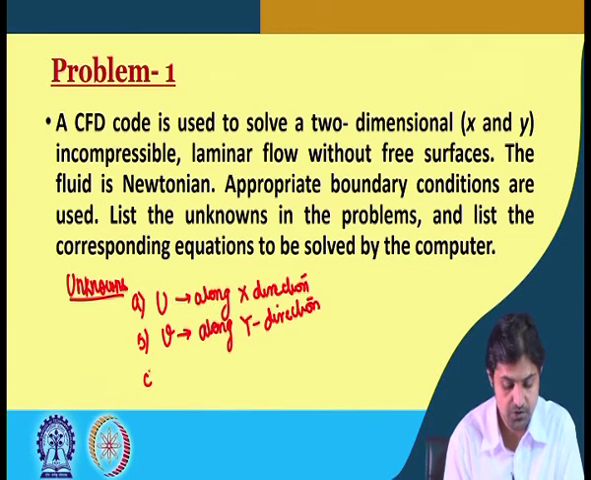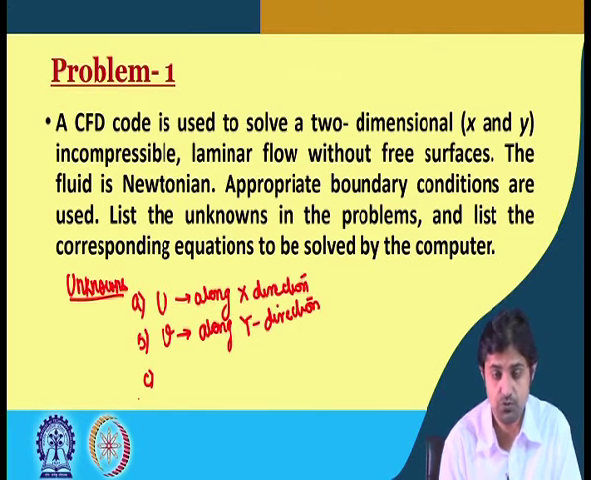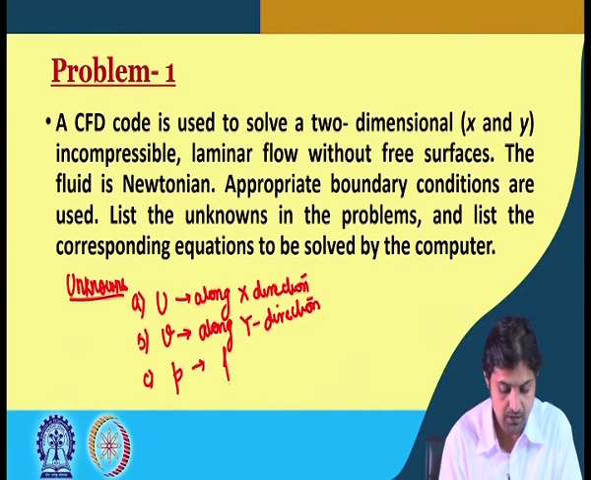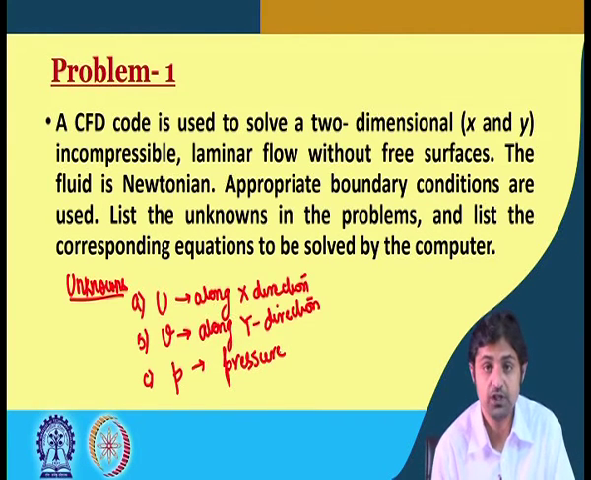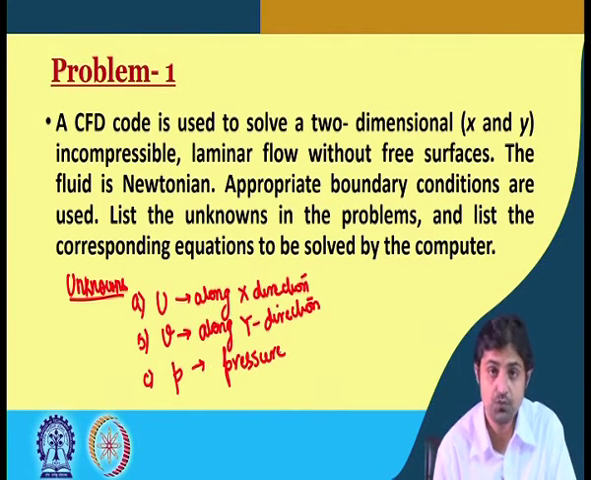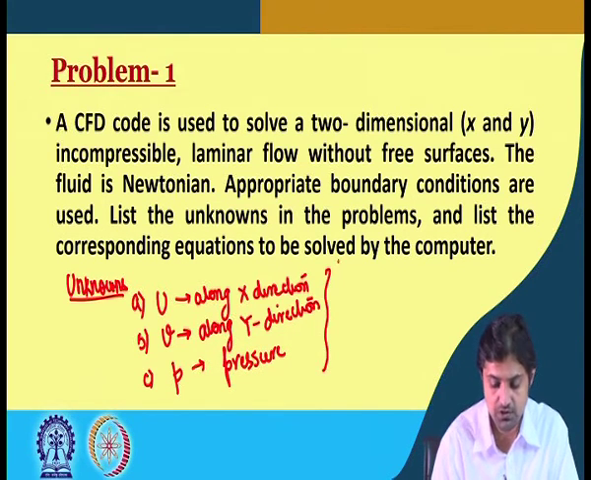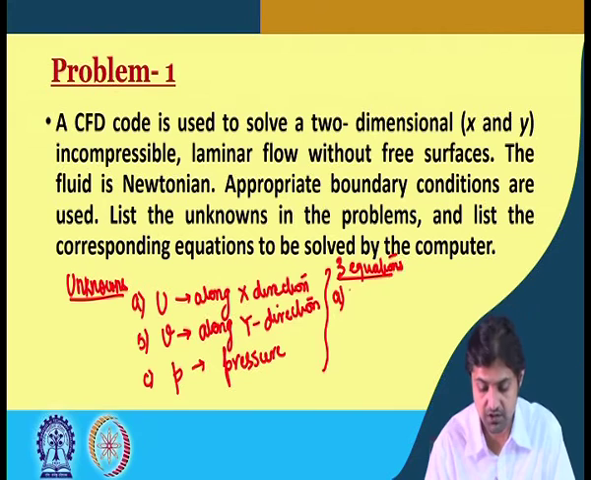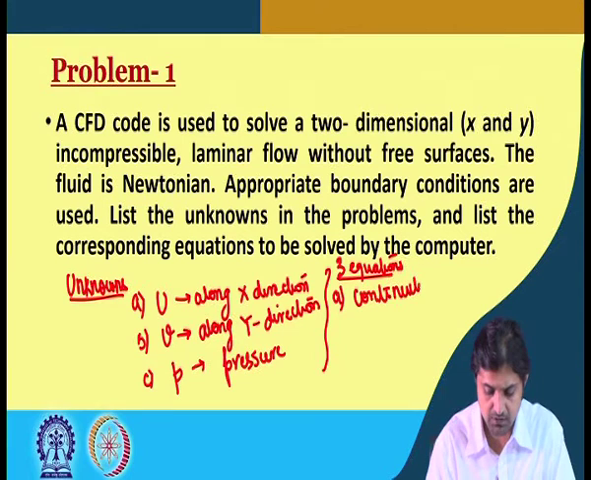The third one is going to be, since there is no third dimension, there is not going to be a w velocity, but there definitely will be p, that is pressure. And which equations are we going to solve for u, v and p? See, there are 3 unknowns, so we must have 3 equations. The first equation is the very common conservation equation, the continuity equation.